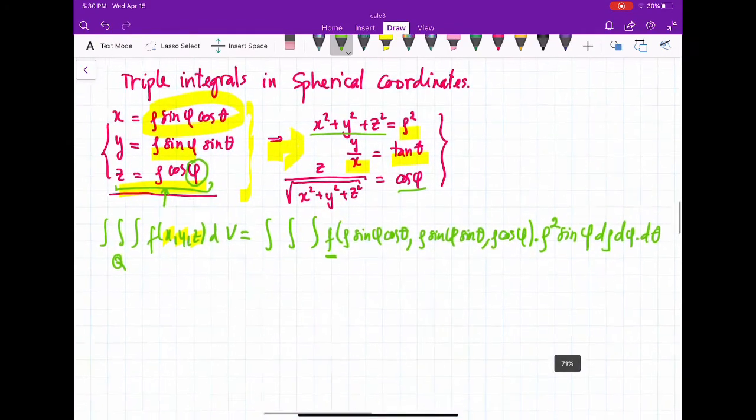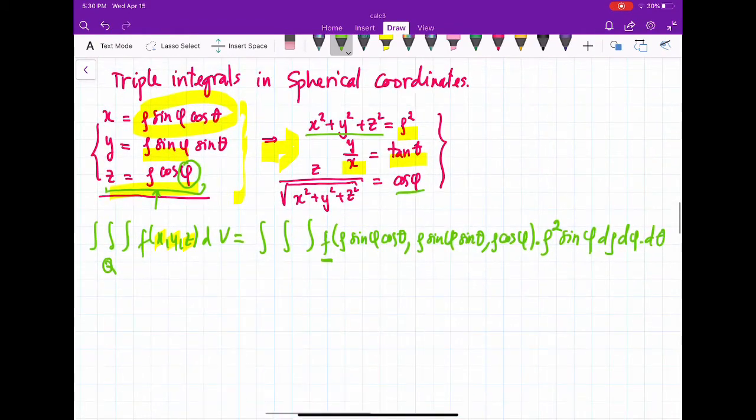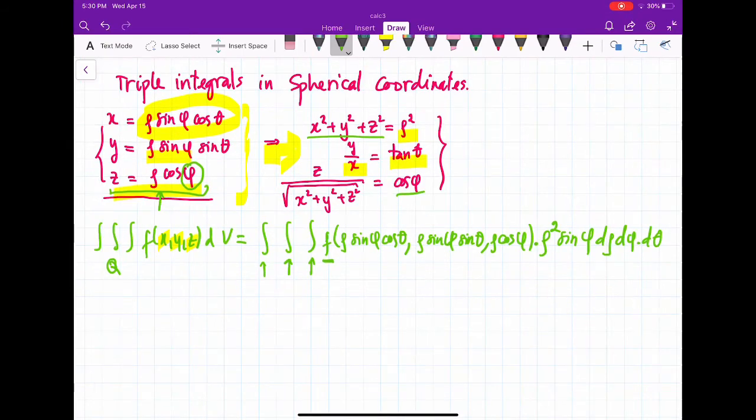Look at this. It looks big, right? And of course, you need to find integration limits in here. It really depends on how your solid region looks. Okay, so I just write, in general, theta 1, theta 2, phi 1, phi 2, and rho 1, rho 2. So let's accept this formula without explanation. All right.